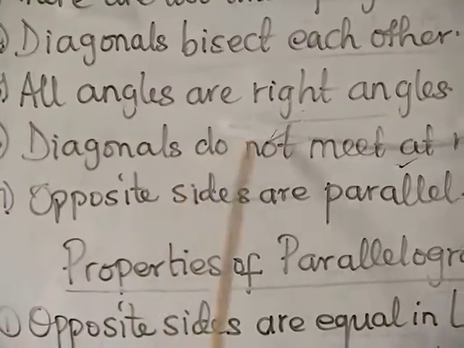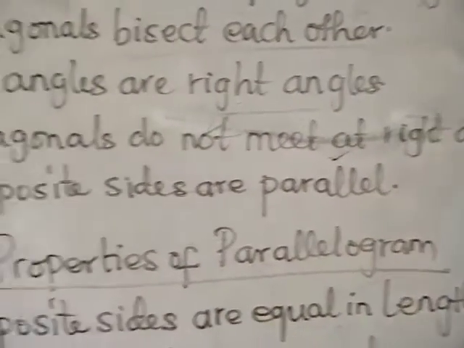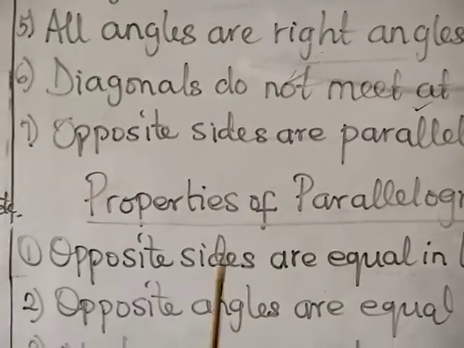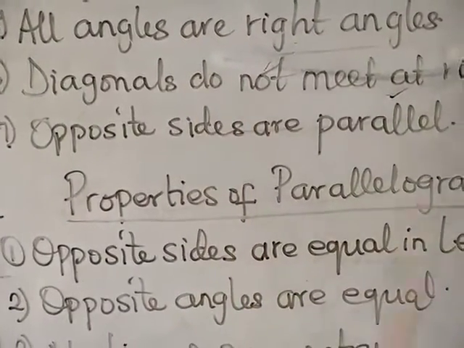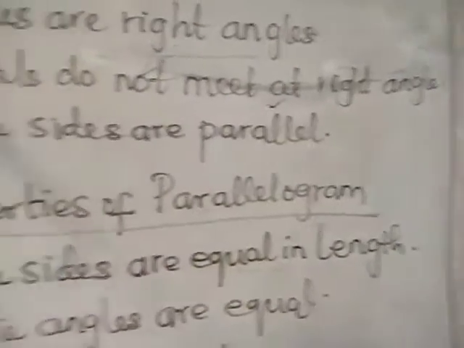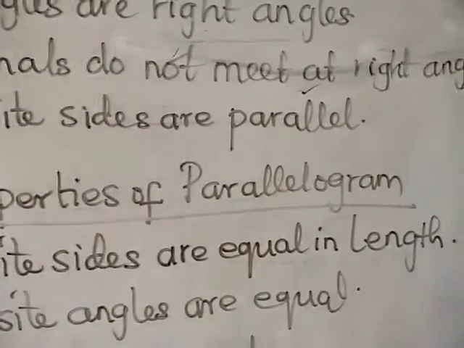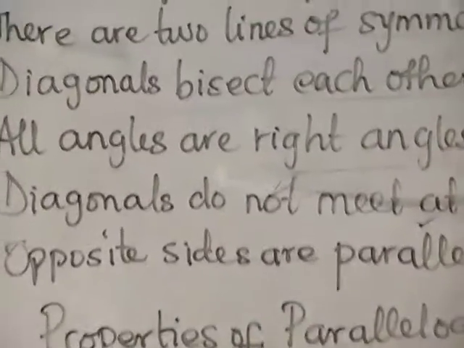Now we say diagonals do not meet at right angle. For the square, they meet at right angle, but for the rectangle they do not meet at right angle. And the last one says opposite sides are parallel, just like the square. Now let me give you an example of a rectangle.